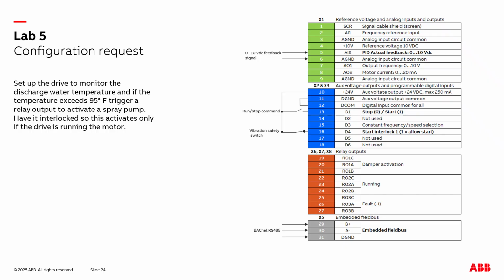Now, since we need to trigger the spray pump to run, we're probably going to have to use output signals on the drive. So I want you to think about this for a second. You can pause the video. Where would you wire up, or what would you do to activate the spray pump so it only runs when the temperature exceeds 95 degrees Fahrenheit and the drive is running?